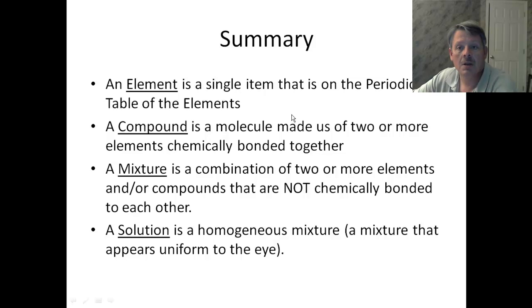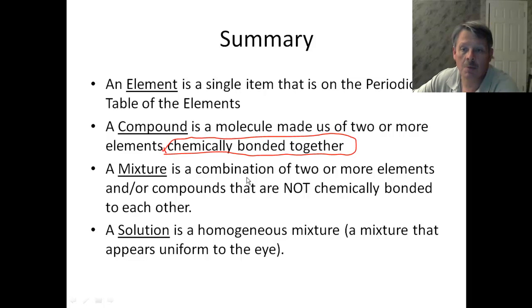All right. So, in summary, an element is a single item that's on the periodic table of the elements. A compound is a molecule made up of two or more elements that are chemically bonded together. That part is important, that they are chemically bonded together. A mixture is a combination of two or more elements or compounds that are not chemically bonded together. And a solution is simply a mixture, but it's homogeneous, meaning a mixture that appears uniform to the eye.